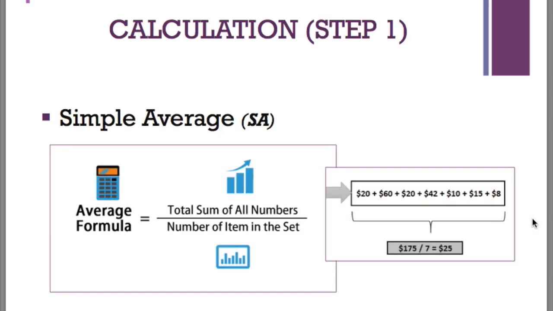First, step one, what is the triangular moving average? For this you first need to understand what is an average, a simple average. I think everybody knows what an average is. It's a total sum of all numbers divided by the number of items in the set. So you see here, 7 values, add them up, divide by 7, and the average is $25.